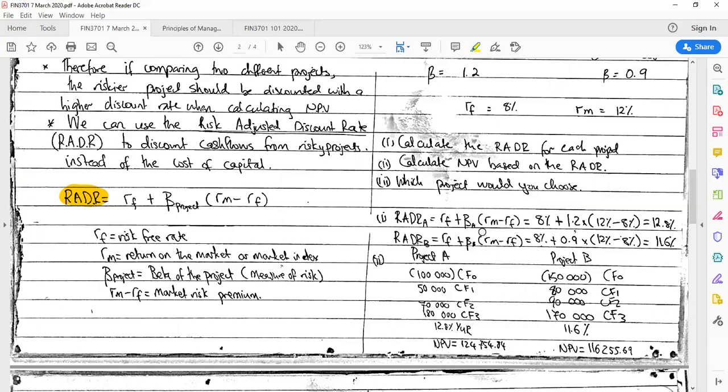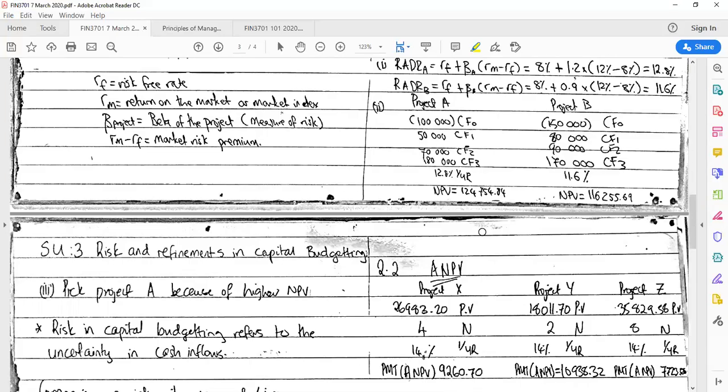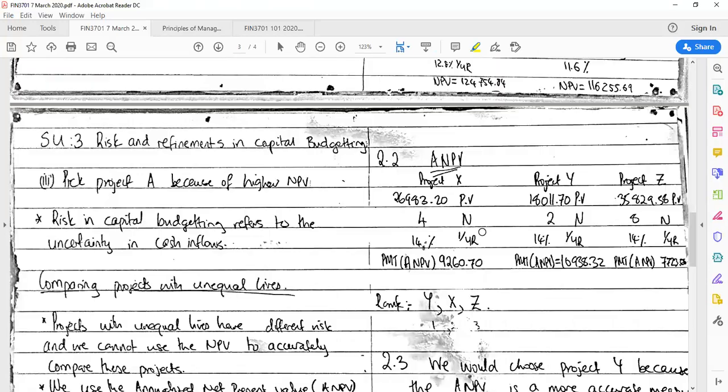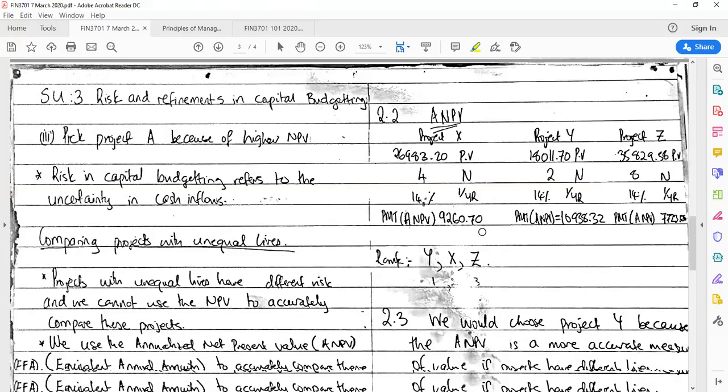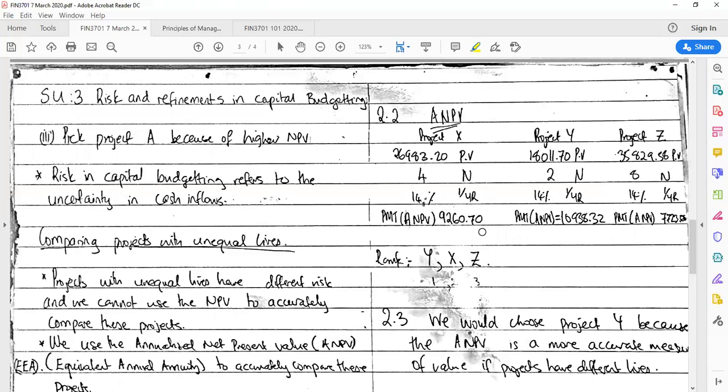We are no longer using the cost of capital or one risk-adjusted discount rate. Topic 2 is going to be on calculating the cost of capital. So don't worry if you're not too familiar with that right now. It's also known as the weighted average cost of capital, right? So here's the final part of the question. Pick project A because project A has a higher NPV, okay?